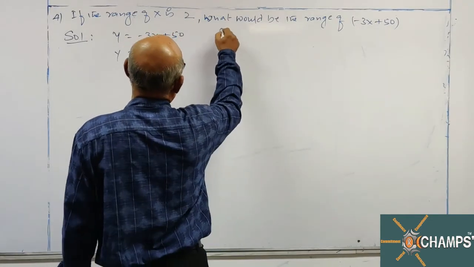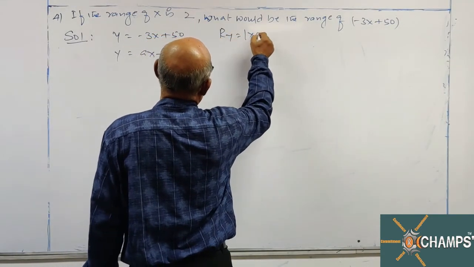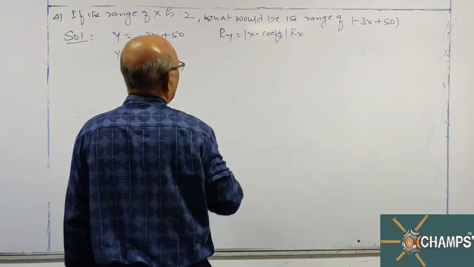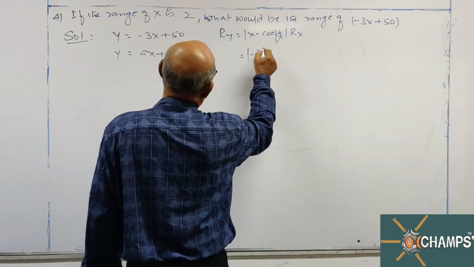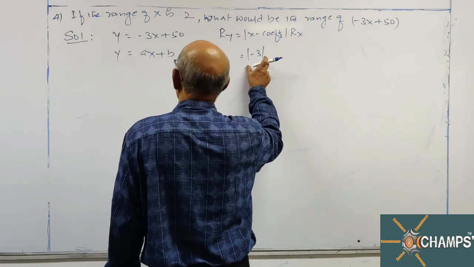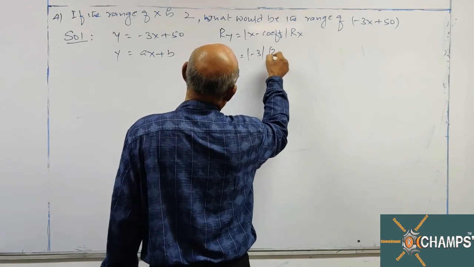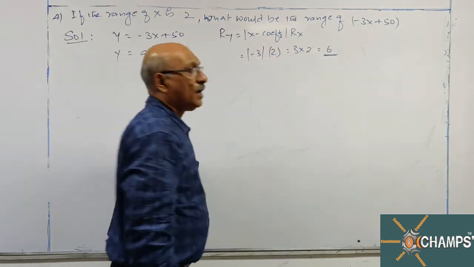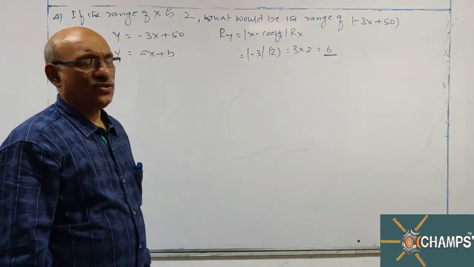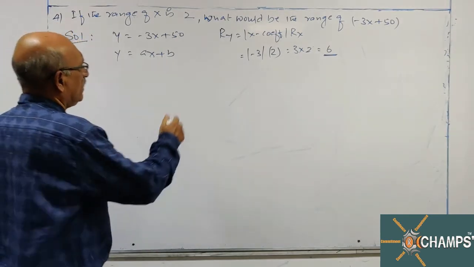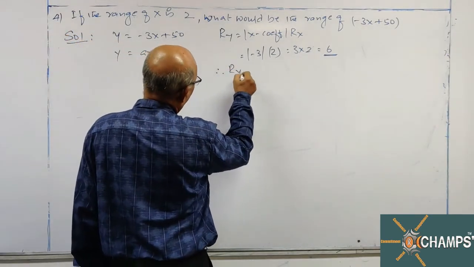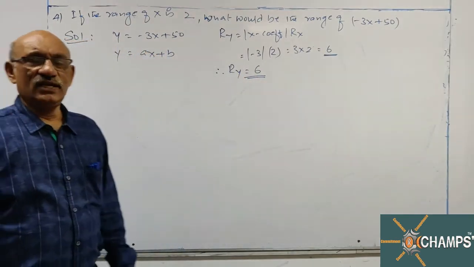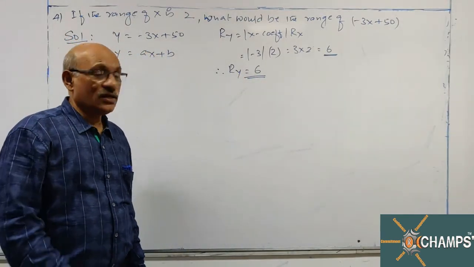How to calculate this? Range of y is equal to modulus of the x coefficient into range of x, that is modulus of minus 3, into range of x, which is given as 2. So 3 into 2, this is 6. Therefore, range of y is equal to 6. This is the answer to this question.